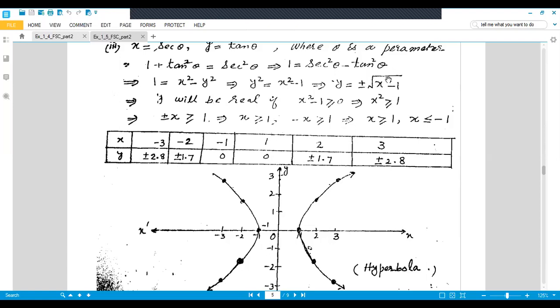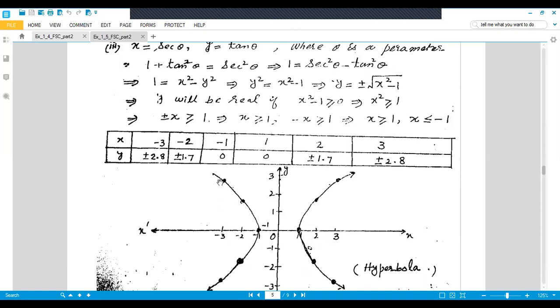When you put positive 2, you will get 2 2s are 4, 4 minus 1, 3, and under root 3 is plus minus 1.7. When you put 3, 3 3s are 9, 9 minus 1, 8, under root 8 is plus minus 2.8. So you will get these values for x-axis: minus 3, minus 2, minus 1, 0, 1, 2, 3. On x-axis 10 small boxes equal 1 unit. On y-axis 10 small boxes equal 1. When x is equal to minus 3, y is equal to plus minus 2.8.